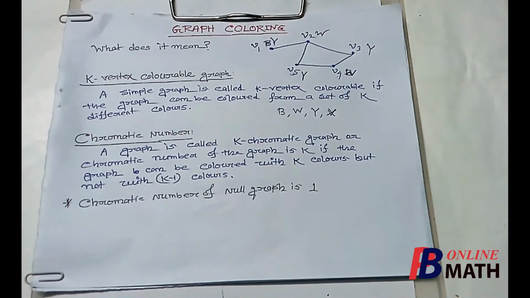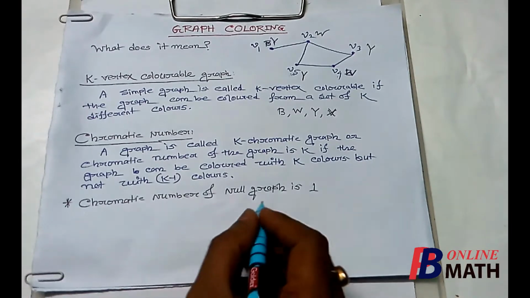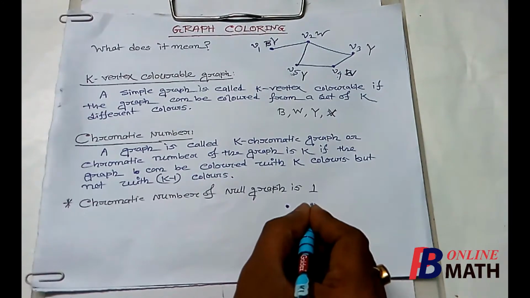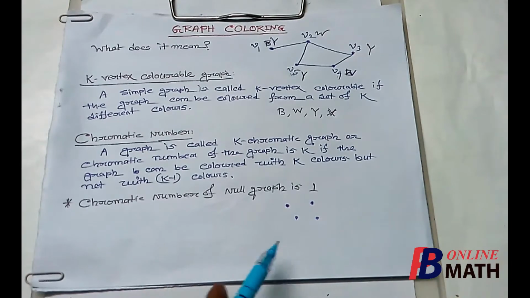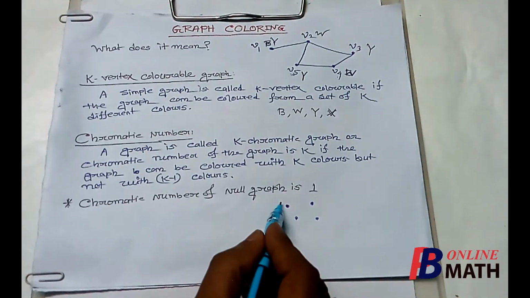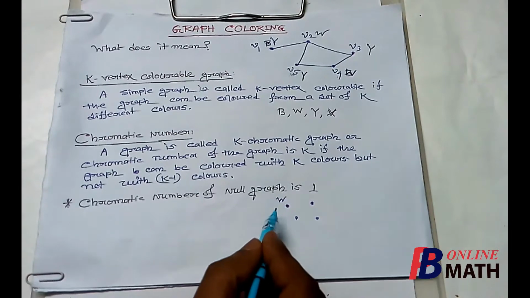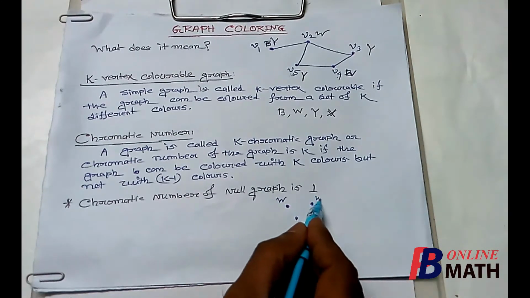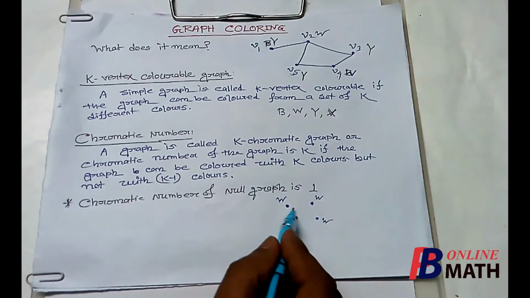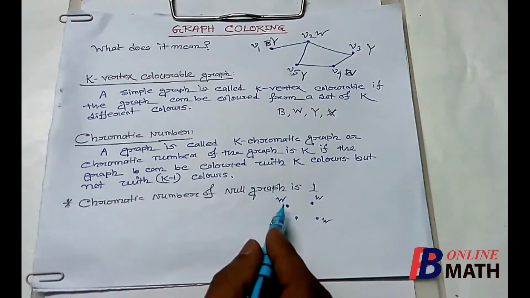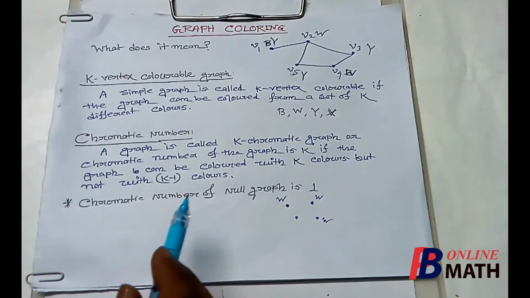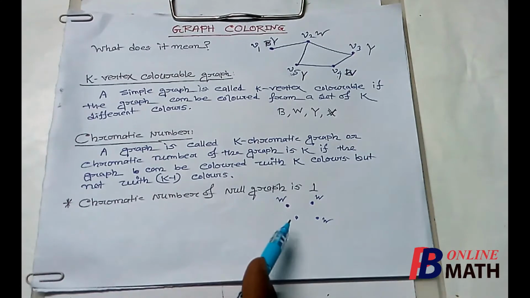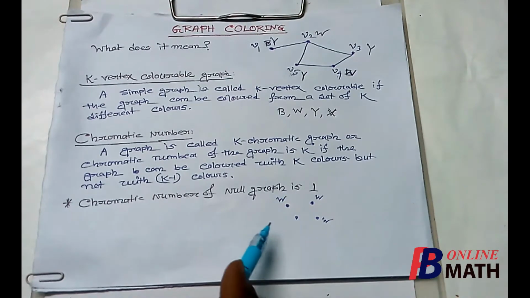Next we consider one important point, that the chromatic number of a null graph is 1. If we consider a graph with only vertices and no edges, then we can assign, suppose, white color to this vertex, again white color to this vertex, and white color to this vertex, because these vertices are not adjacent. So if a graph contains no edge, then the chromatic number of this graph is 1, because we can assign the same color to all the vertices of the graph.